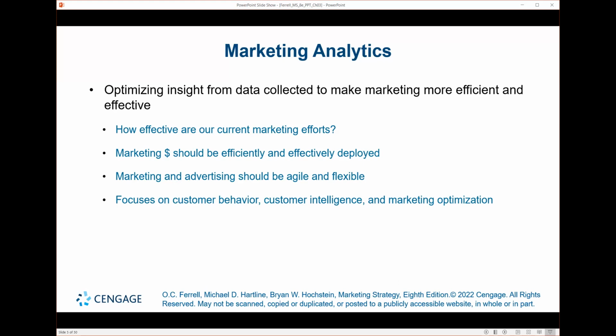And analytics is also valued because we'll be talking about the situation analysis and its value in relation to that. And so optimizing the information from data collected makes it more efficient and more effective. But those kinds of pieces of information come from the data that we collect, all right?